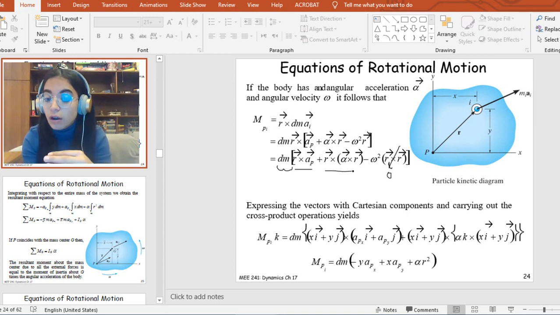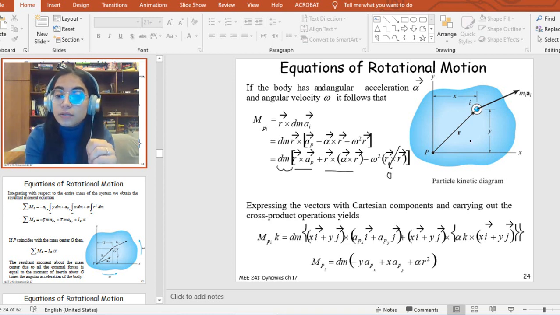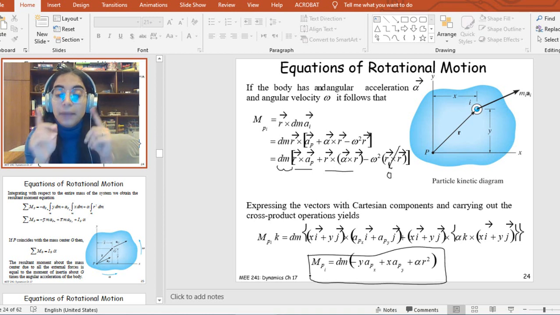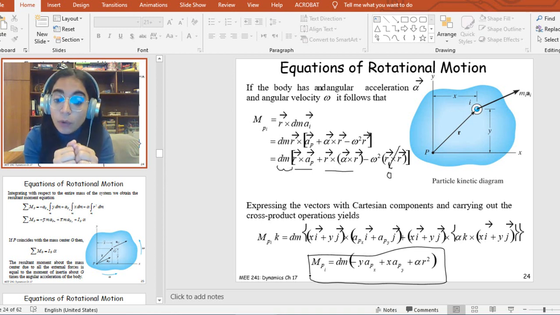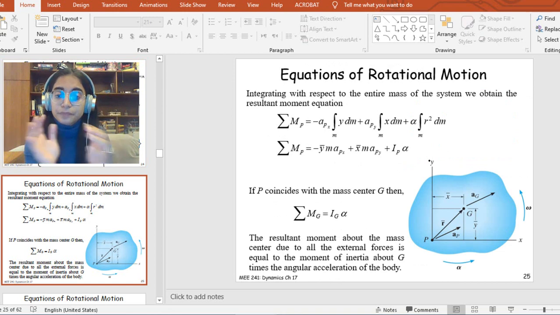Now, I'm going to substitute this r by x i plus y j and do the cross product. If I do this, guys, I'm going to have that M_Pi, which is the resultant moment for the mass dm around P, will be equal to dm times minus y a_Px plus x a_Py plus alpha r squared. What are x and y? It's the position of this dm with respect to the point P.